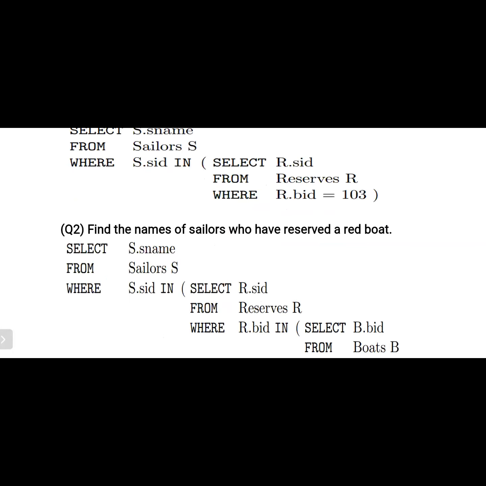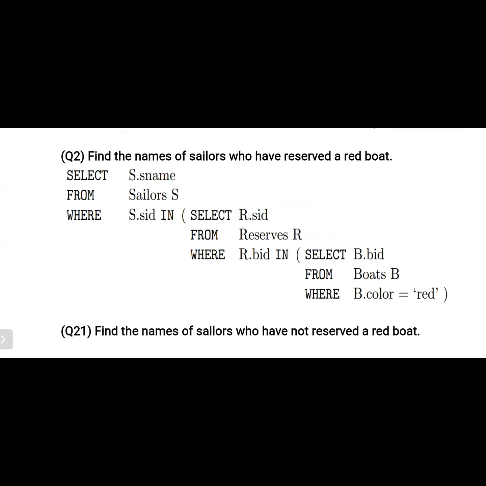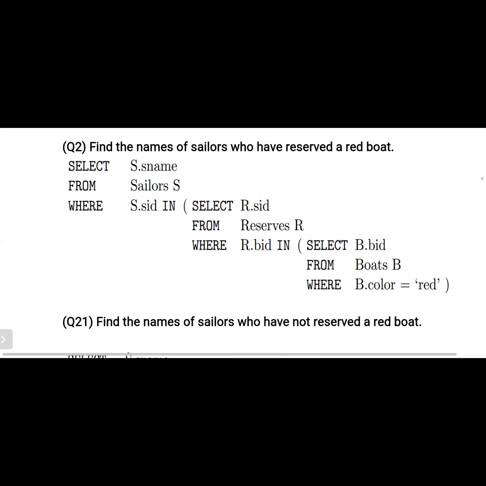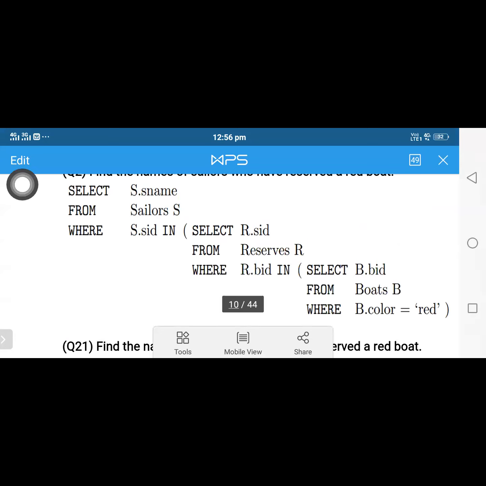So if you observe here, find the names of sailors who have reserved red color boat. Since this is based on the color of the boat, we need to combine three tables, because in the first table sailor names are there, in the second table reservation information is there, and in the third table the color of the boat is mentioned. So first of all we write what we want to display: select s.sname from sailors S where s.sid in.